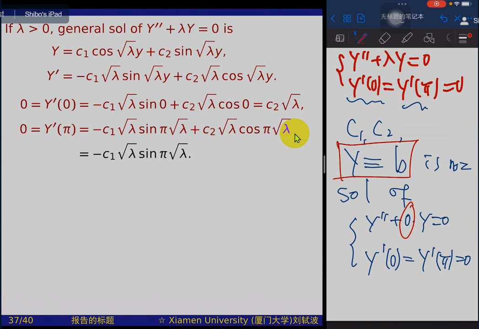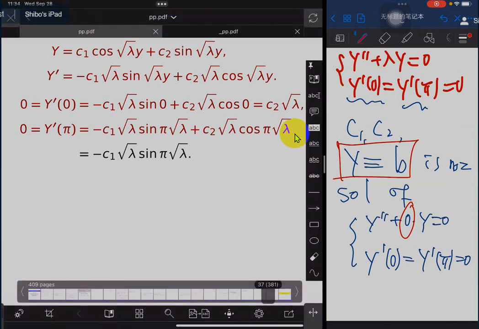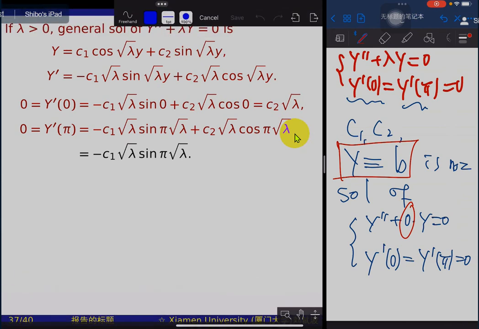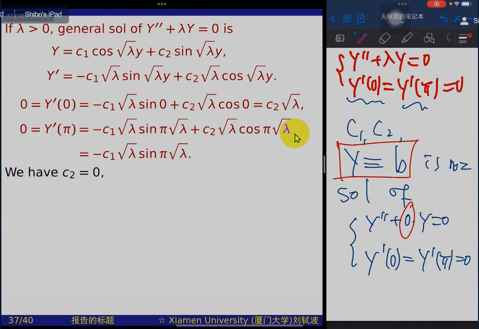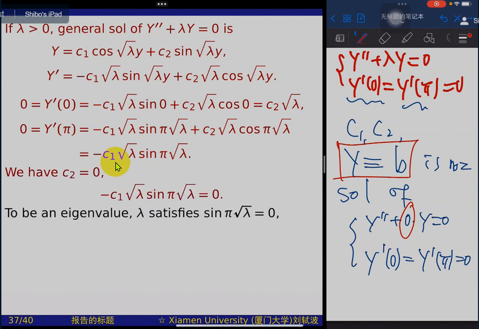Since we already know C2 is 0, we don't want C1 to be 0 as well. C1 has to be non-zero, because if C1 is also 0, then y is 0, and then such lambda is not an eigenvalue. Therefore, C1 could not be 0. So C1 is not 0, but C1 times square root of lambda times sine of pi square root of lambda is 0. But C1 is not 0, therefore sine of pi square root of lambda has to be 0.